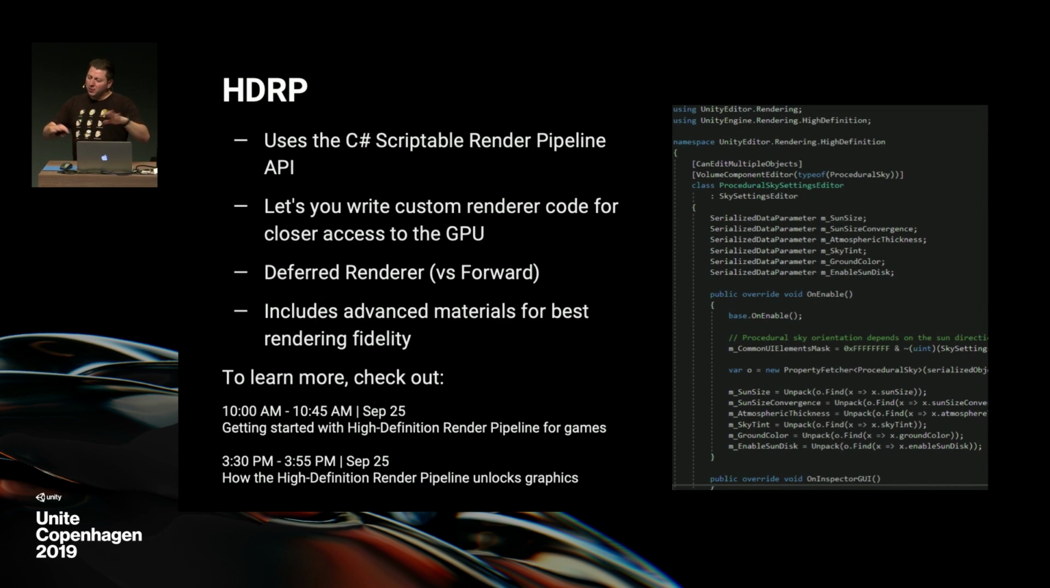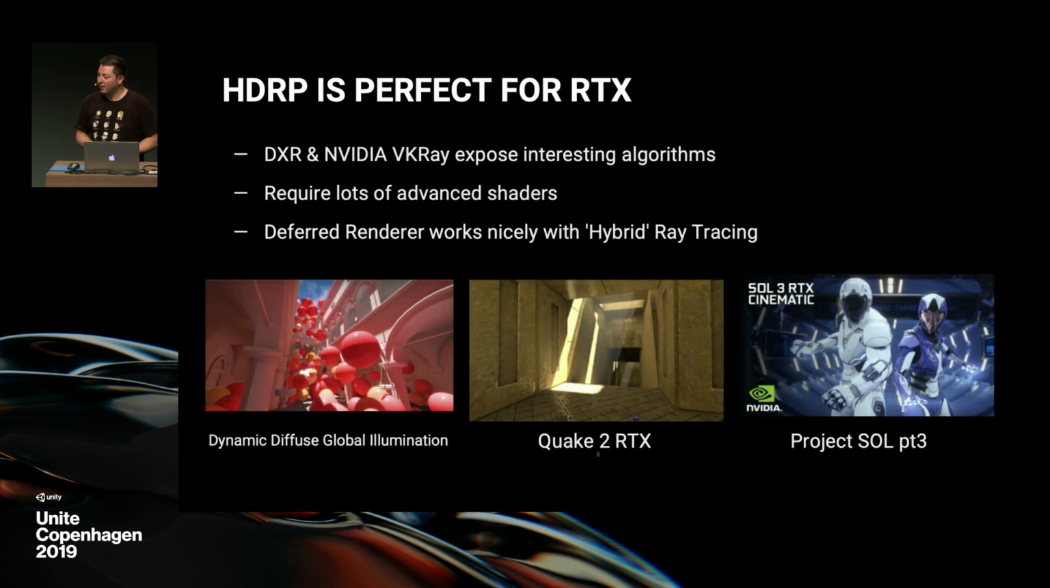So HDRP, really quick overview. It uses a C# Scriptable Render Pipeline API, so there's some source code on the side there. You can actually see one of the sample high-definition renderers. It lets you write custom render code for closer access to the GPU. There's a deferred renderer as the default, as opposed to the forward renderer that's in the Universal Render Pipeline. Lots of advanced materials that give you very high visual fidelity, and a bunch more great information. Learn more about it at these great sessions that I called out here. Definitely go check those out. It's on the schedule if you want to look it up, if you don't get a screenshot.